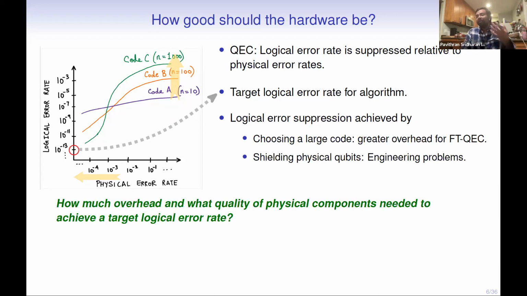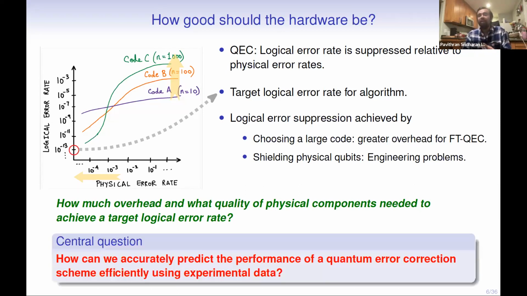And the overarching question here is, how much overhead and what quality of physical components are needed to achieve a target logical error rate? This question motivates the talk today. And this distills to another question, which is specific to what we will answer, which is how can we accurately predict the performance, which is predict the Y value in this plot, of a quantum error correction scheme efficiently using things that we can measure on a hardware device in a lab.